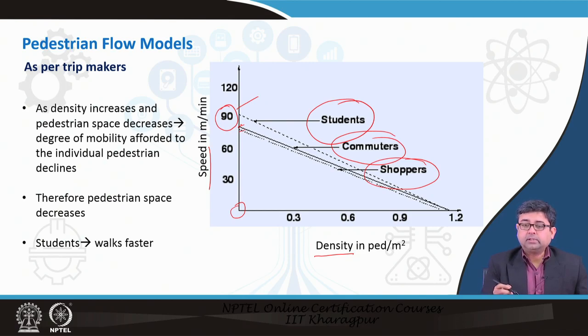So, they would also tend to walk faster, and you will see that their free flow speed is very different, whereas commuters and shoppers have free flow speeds very close to each other. But they are also different, because commuters tend to walk a little faster than shoppers. Shoppers walk very leisurely, they are shopping, so they are not in a hurry to go anywhere, whereas commuters may be going to their workplaces or running an errand for their office. So, they will be walking faster. That is what research across countries has shown.